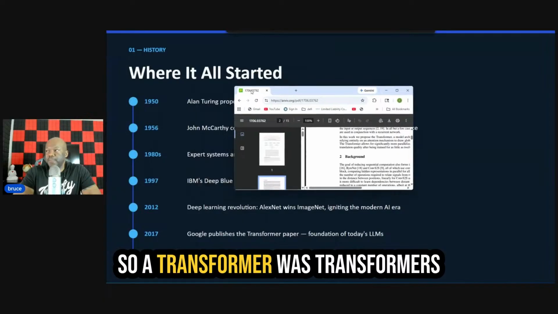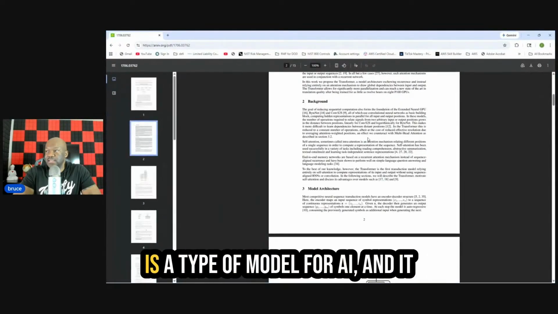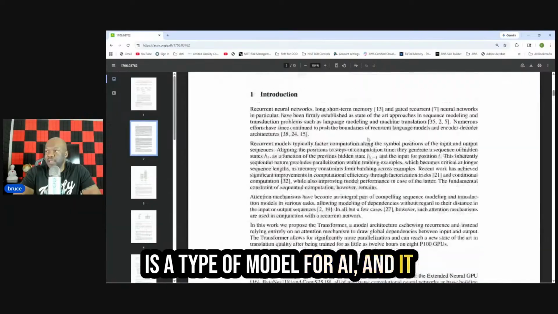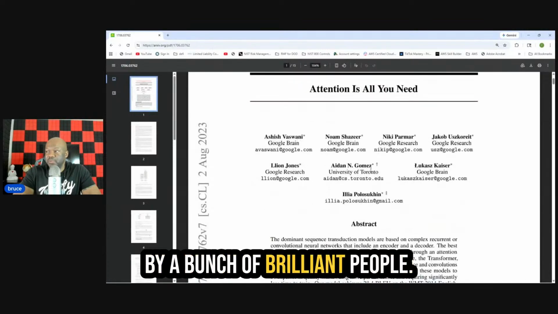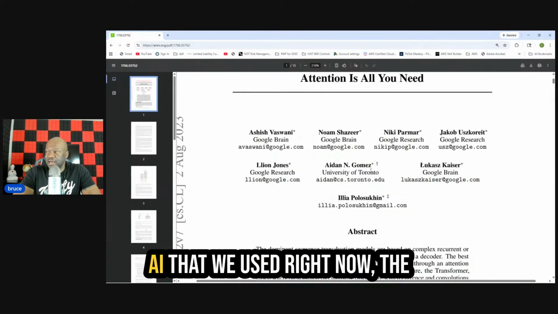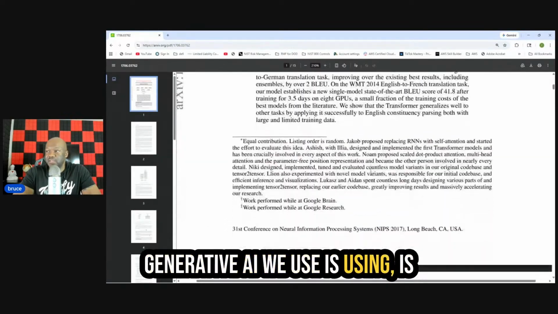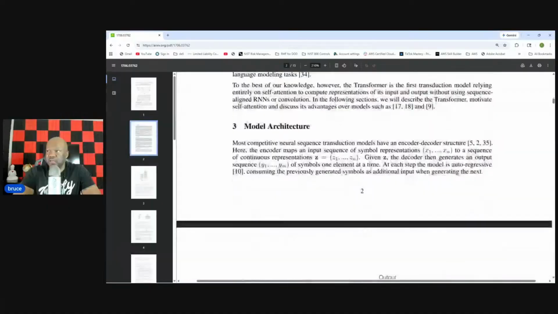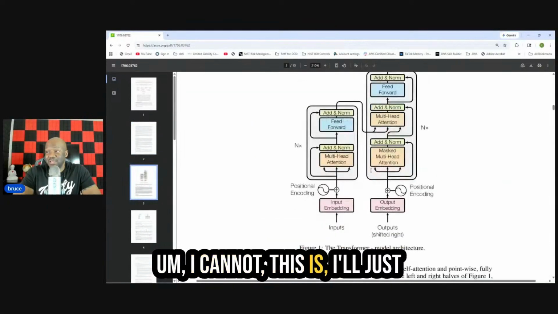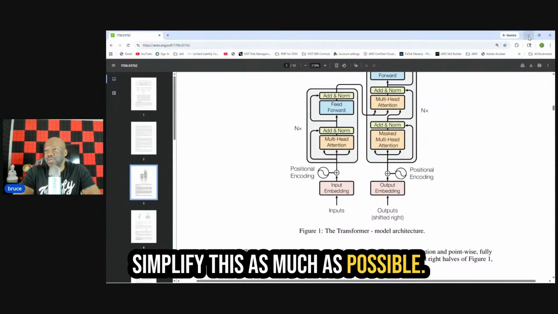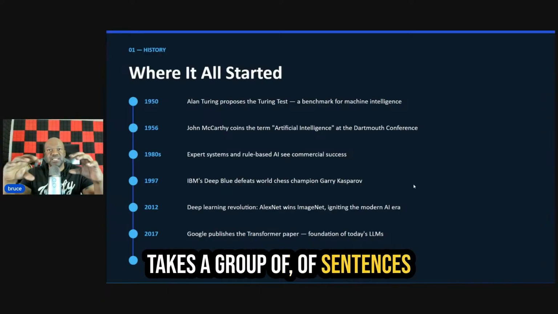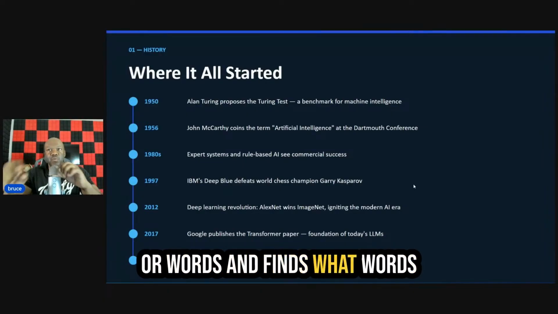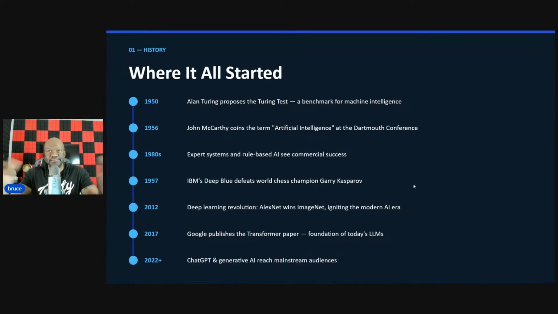So a transformer is a type of model for AI, and it comes from this paper right here, Attention is All You Need, written by a bunch of brilliant people. And really all of the AI that we use right now, all the generative AI we use, is taking advantage of this right here. I'll just simplify this as much as possible. Essentially, a transformer takes a group of sentences or words and finds what words fit together the best. That's an oversimplification. It uses math to do it.